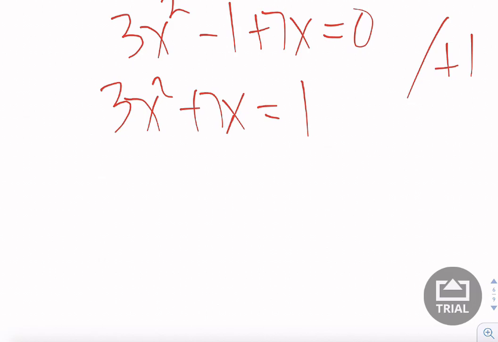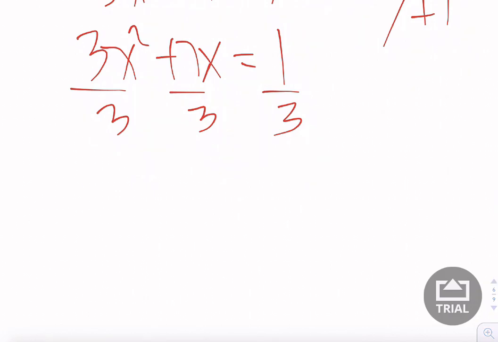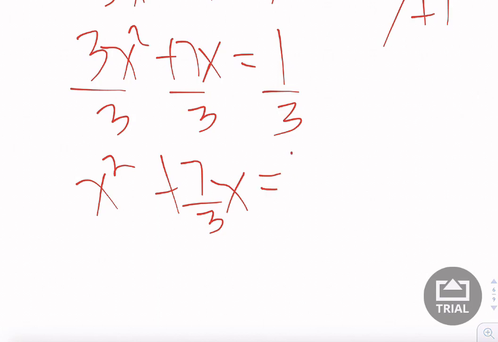One of the things we do when we're solving by completing the square, not when we're just trying to complete the square to put it in vertex form, but when we're solving, is divide both sides by the a value. So we're going to divide every term by 3. So I end up with x squared plus 7/3 x equals 1/3.